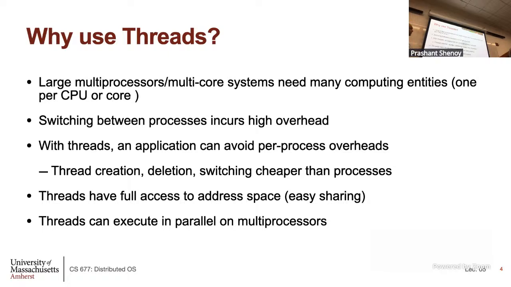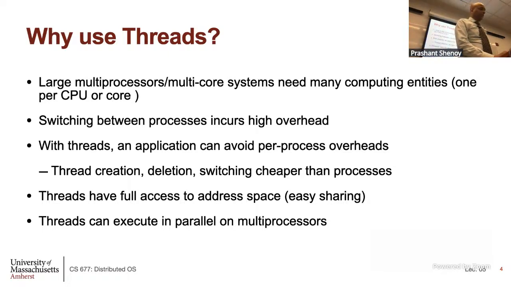Also, thread creation and thread deletion, as you will see later in today's lecture, are much cheaper than creating a process, because when you create a process, you have to allocate memory and so on. When you create a thread, the process already exists, so you don't have to reallocate memory. So it's much cheaper to perform some of these operations. Those are all advantages of having threads. I already said threads share the address space of the process and they execute in parallel.